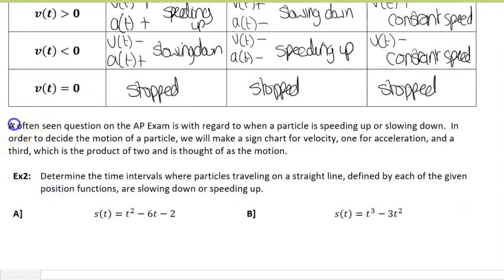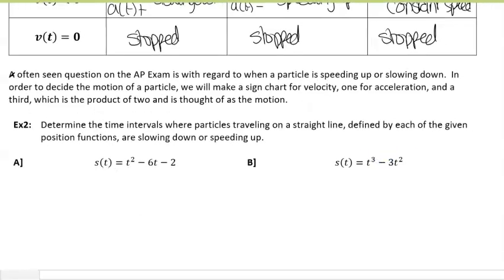An often seen question on the AP exam is with regard to when a particle is speeding up or slowing down, what we just talked about. In order to decide the motion of a particle, we'll make a sign chart for velocity, one for acceleration, and a third, which is the product of the two, and it's thought of as motion. Or we can kind of combine them.